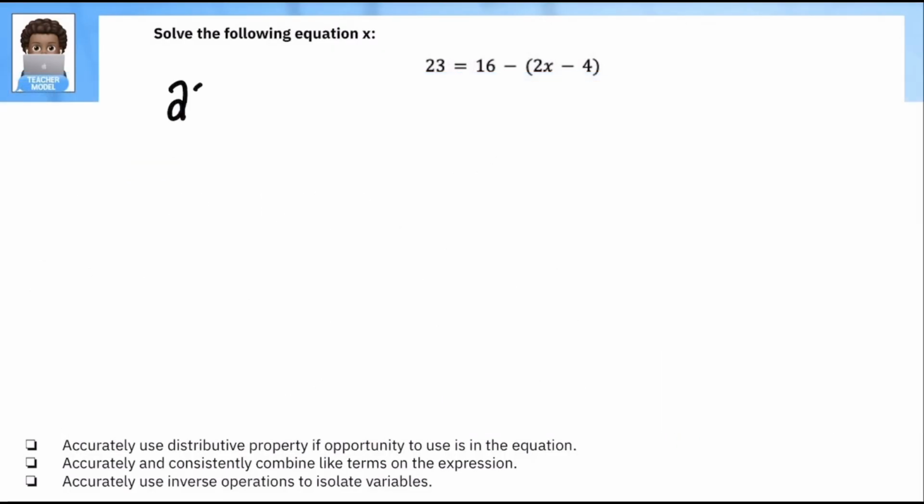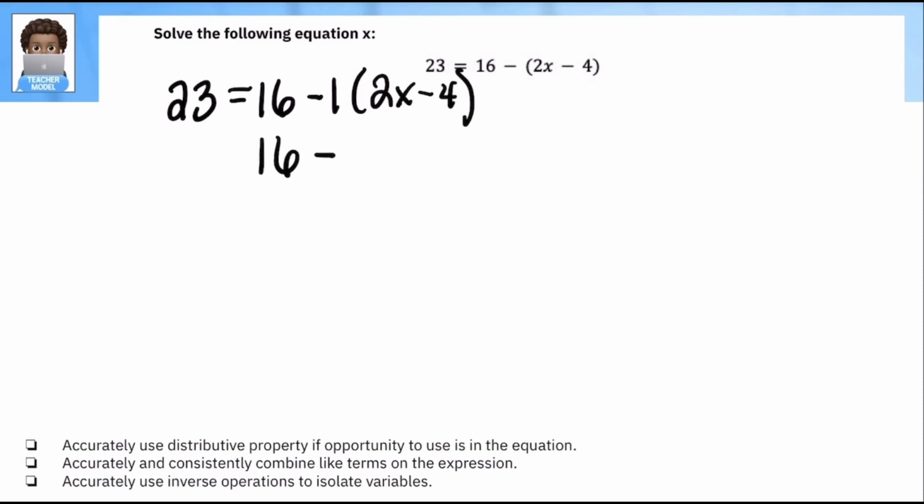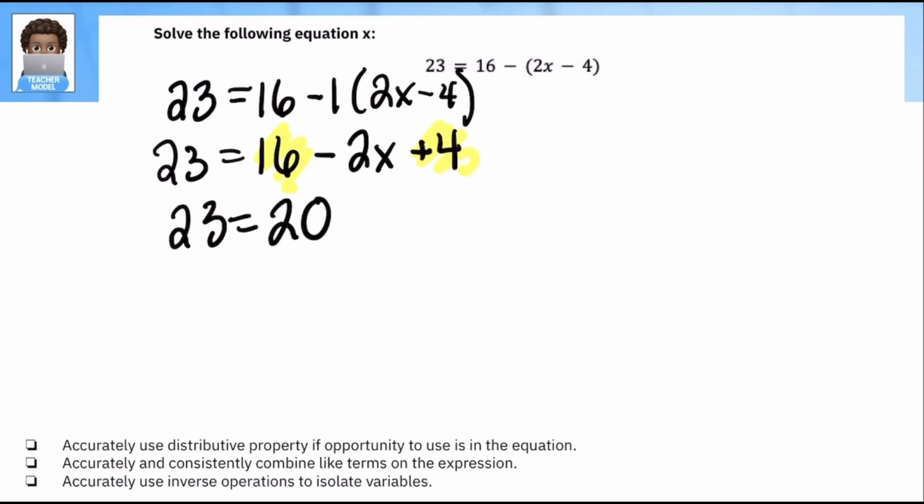All right, let's work through this one. And here I have to distribute a -1. So I'm going to do that. -1 times a positive 2 is -2x, and then plus 4 is equal to 23. Let's combine our like terms, 16 and 4. So 23 is equal to 20 minus 2x.